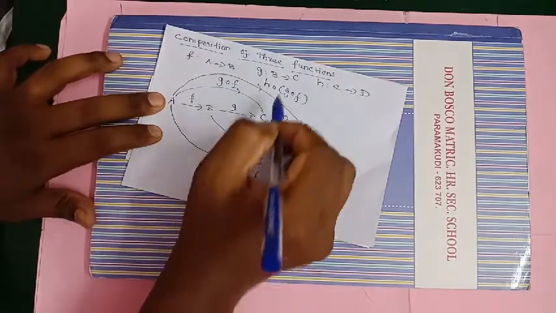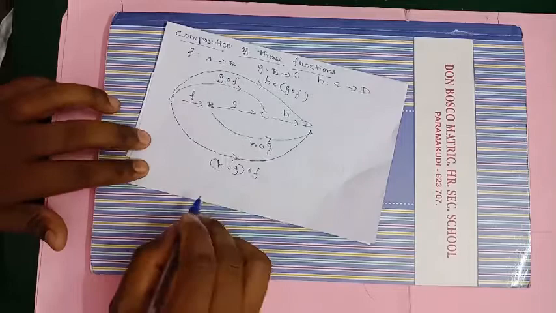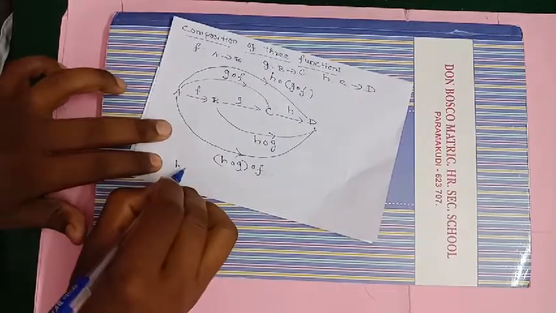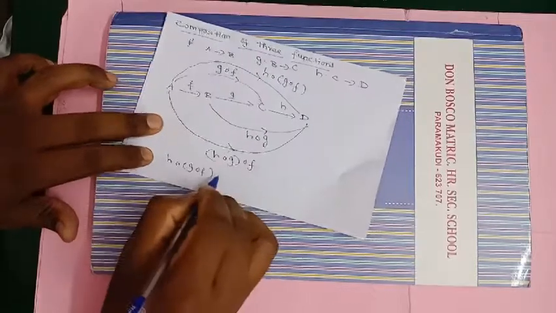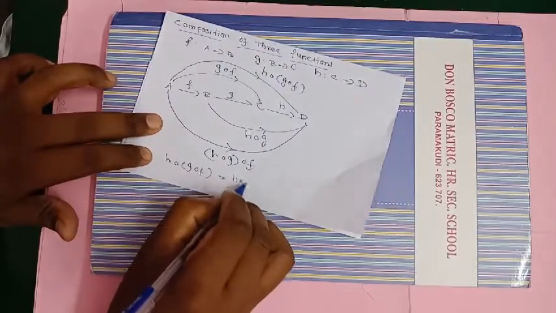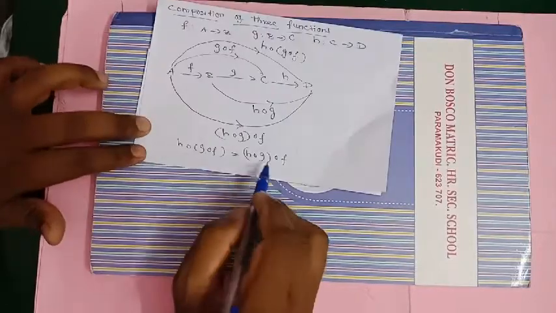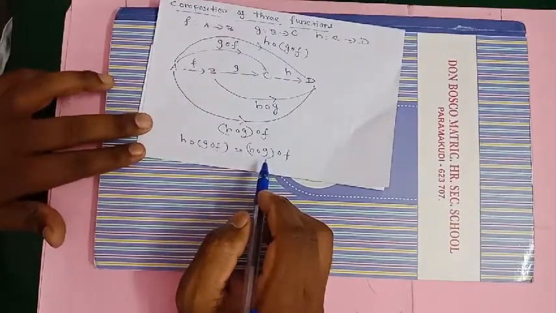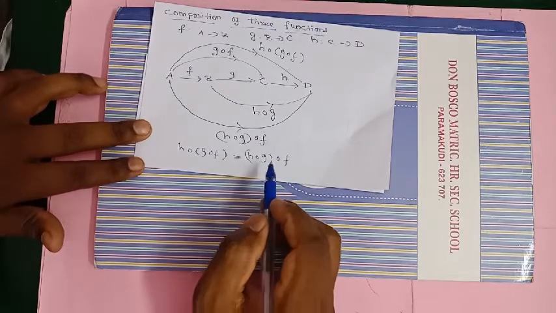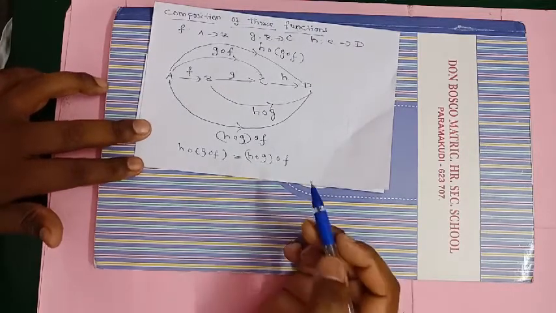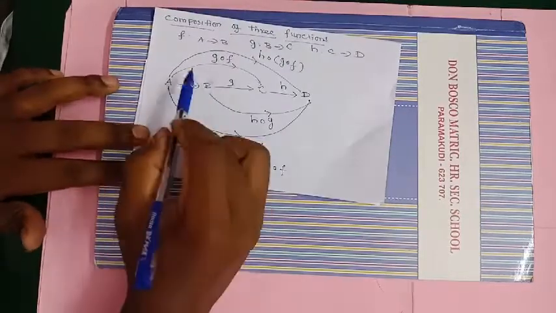Here the brackets are interchanged, but both are the same function. Therefore H composition G composition F is equal to H composition G composition F. This is the associative property of composition of functions. In composition of functions, it is not commutative, but the associative property holds. This is the composition of three functions.